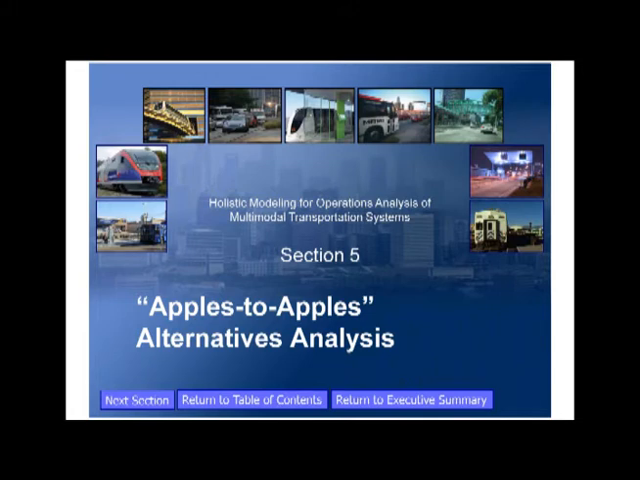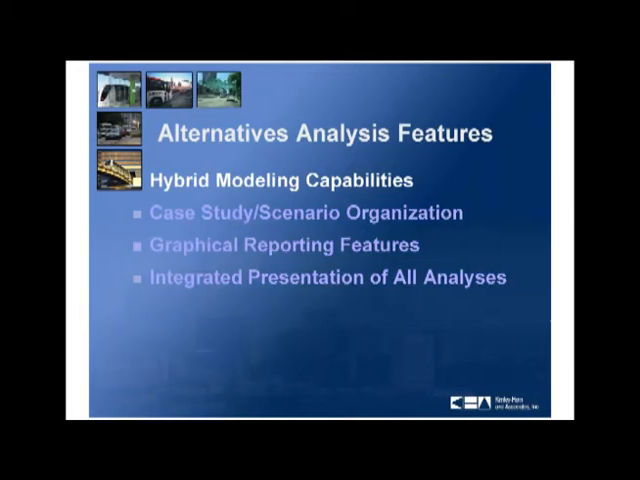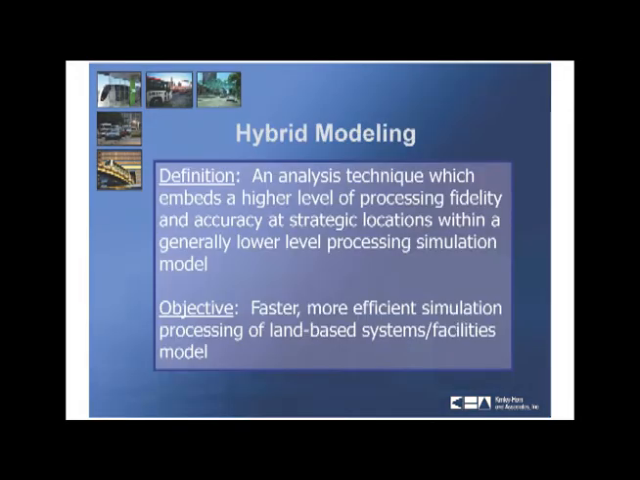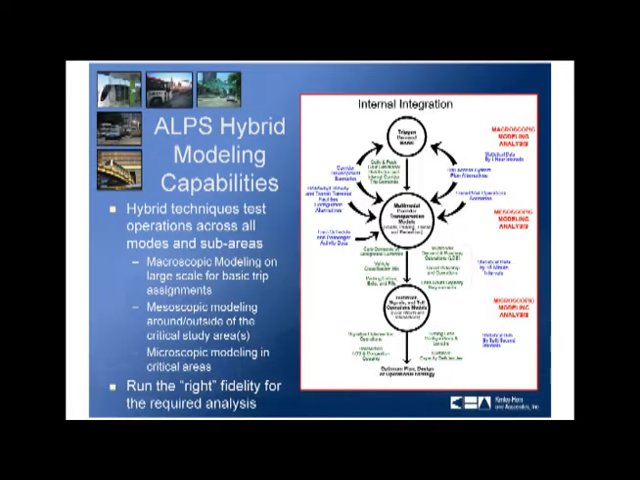So how do you use that? I'm going to talk about some of these things and then skip. Hybrid modeling. By hybrid, I mean that you have a technique that embeds a higher level of processing for certain strategic locations inside a more general lower level processing model. It allows you to process the model much faster. It gives you a more efficient analytical tool to use and not just zero in on one little set of intersections because that's all that you have any information about. Hybrid also deals with this multiple processing level.